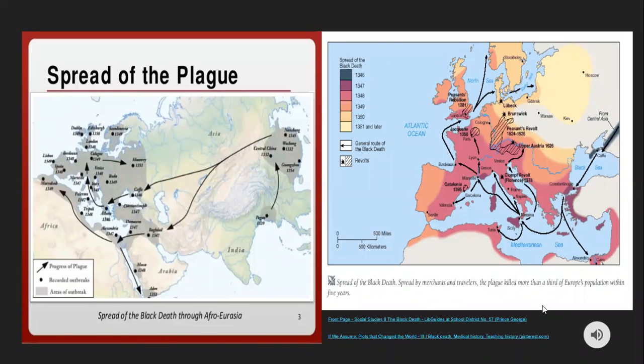So here in these two images, you'll see how the virus effectively spread through different parts of the world.